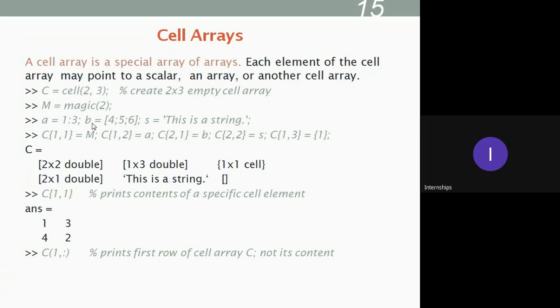Then for the 1, 2 position, first row, second column, it will accommodate the vector, that is 1, 2, 3. Then the 2, 2 position will accommodate the string S. The 1, 3 position will accommodate 1. It is also an array, single row, single element.